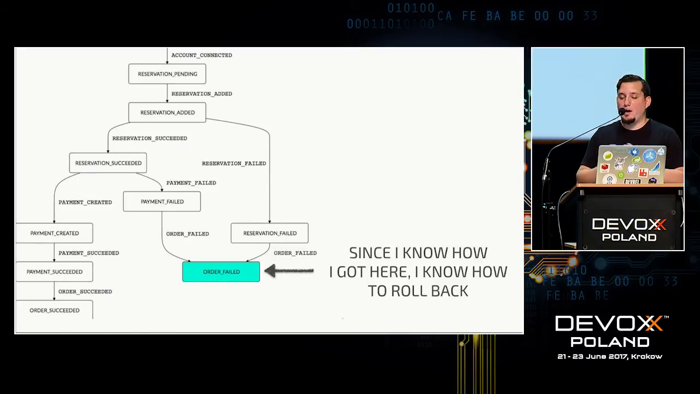Since I know how I got here, I know how to get back, right? That's the whole idea in a distributed transaction. For each one of these event handlers, I know exactly how to get to the final state that I've arrived at. So I know how to go back, right? I can rewind these transactions by appending more events to fix this transaction.